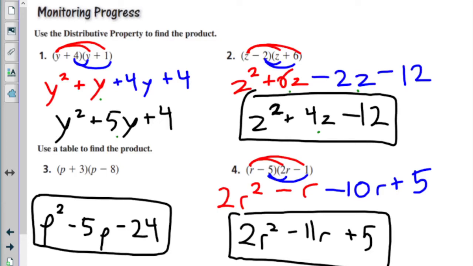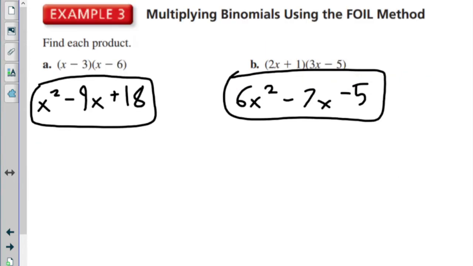First of all, I asked you to have 3 problems done, so I'm going to quickly show the answers to those 3 problems. Here's the first one that I had you do, the p squared minus 5p minus 24. And then here are the other 2 things I want to point out here.